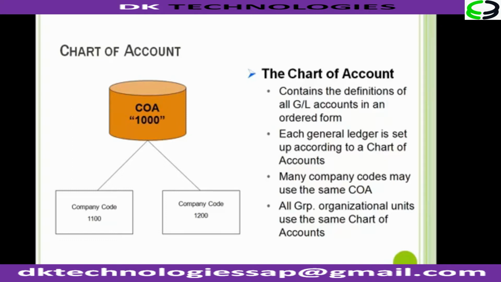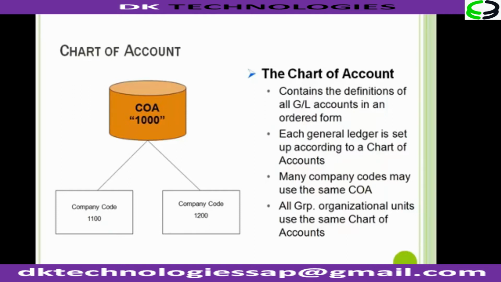Chart of account contains the structure and the basic information about the GL master. For each GL account, the chart of account contains the account number, account name, and the technical information about the GL account. Technical information basically refers to who created the GL, what was the date on which it was created, and what different changes took place in the ledger account.